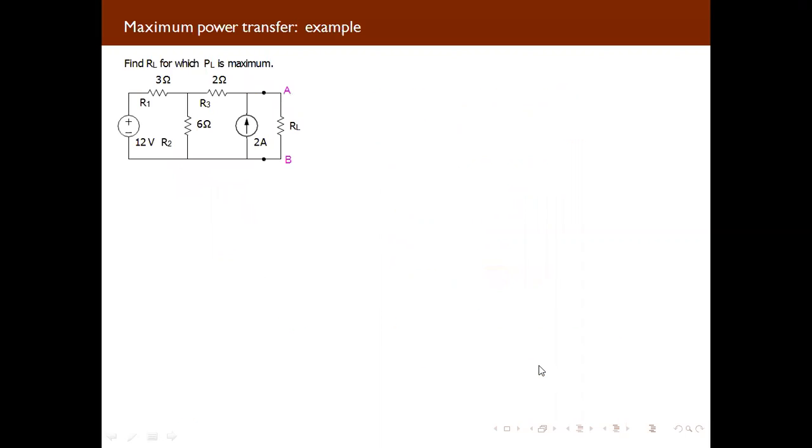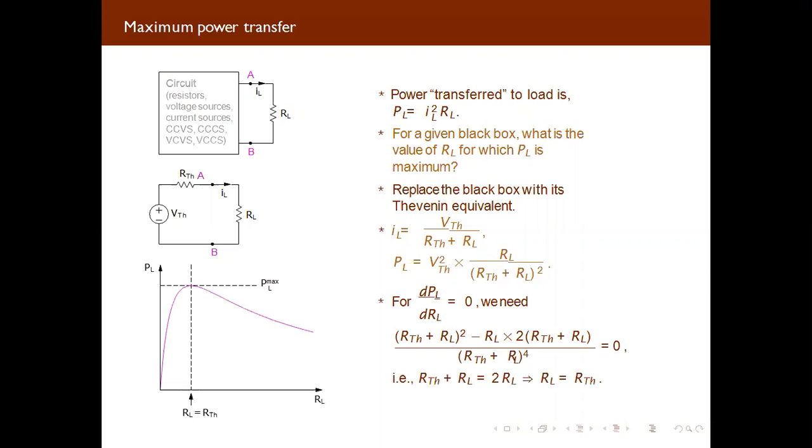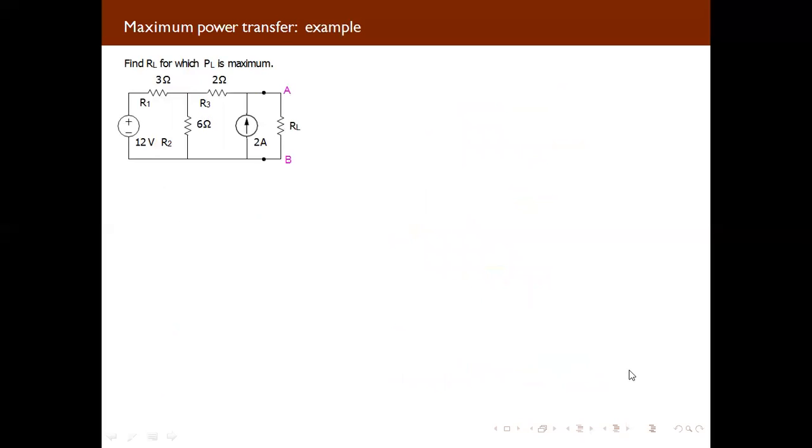We can see the remaining in the next session. We can solve one example also on Norton's and maximum power transfer in the next session, because we are having only 1 minute, we will not finish.